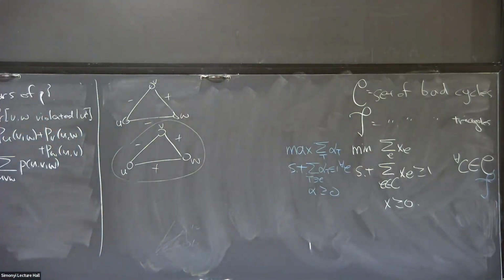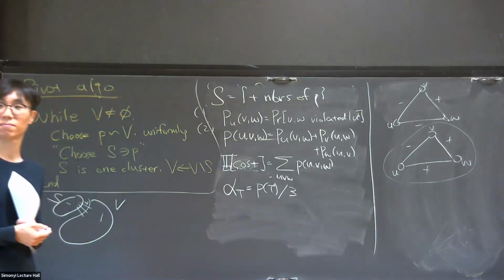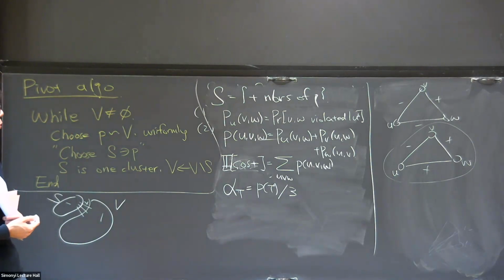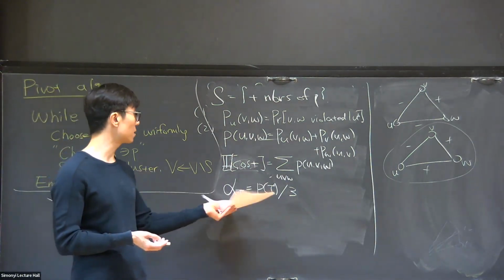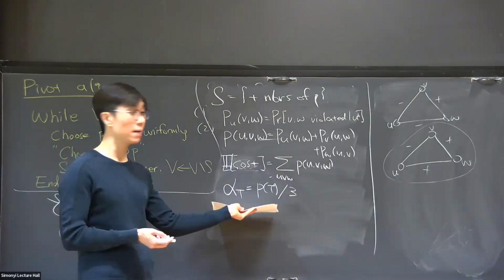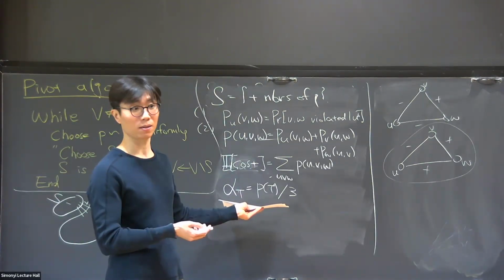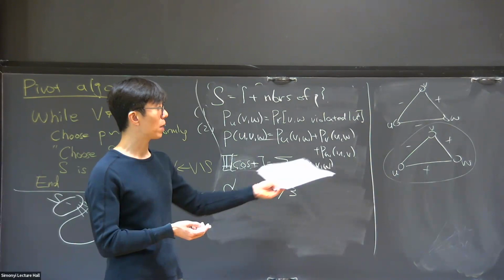So I'm simply going to let alpha t, where t is a bad triangle, and we only have non-zero terms for the bad triangles. So I'm going to let alpha t be just p of t, probably divided by 3. And then I want to show that this solution is a feasible dual to that program.